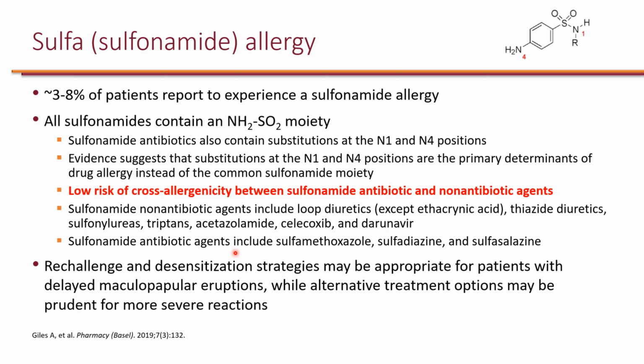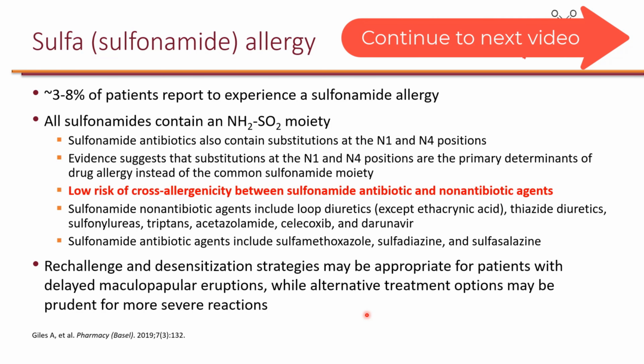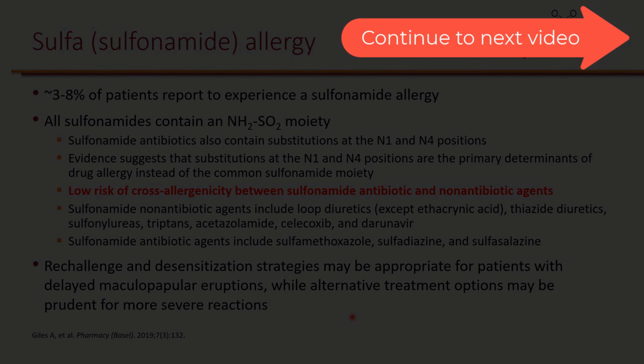And sulfonamide antibiotics, for the most part, include sulfamethoxazole, which we use for UTIs in combination with trimethoprim. But there's also sulfadiazine as well as sulfasalazine. So rechallenge and desensitization strategies may be appropriate for patients with sulfonamide allergy with delayed maculopapular eruptions, but alternative treatment options are more appropriate for patients with severe infections.